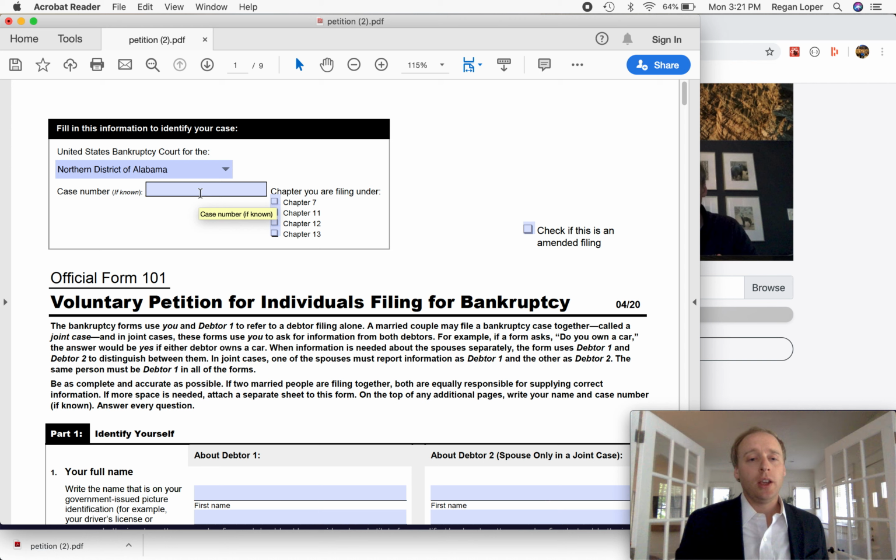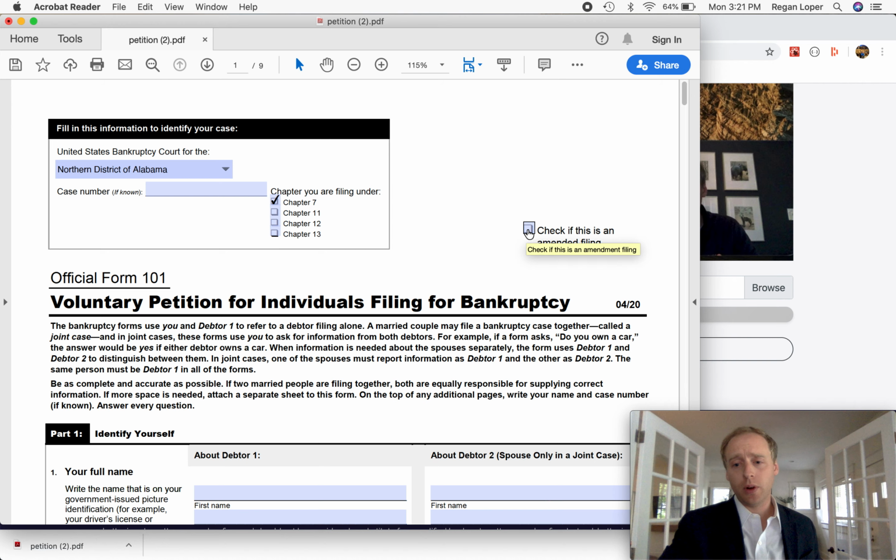For case number, you're not assigned a case number until you actually file the bankruptcy. So she left this blank, as most people do when they first file. They haven't been assigned a number yet, and so you leave this blank. Now, when you file subsequent filings, if you need to, or if the court asks you to, you would need to include your case number that you've been assigned. She filed under Chapter 7, so she selected that box. This section, check if this is an amended filing. This did not apply to her because this is her original filing, as I would guess it is for most of you. So for the most part, if you haven't filed anything before, you're going to leave this unchecked.